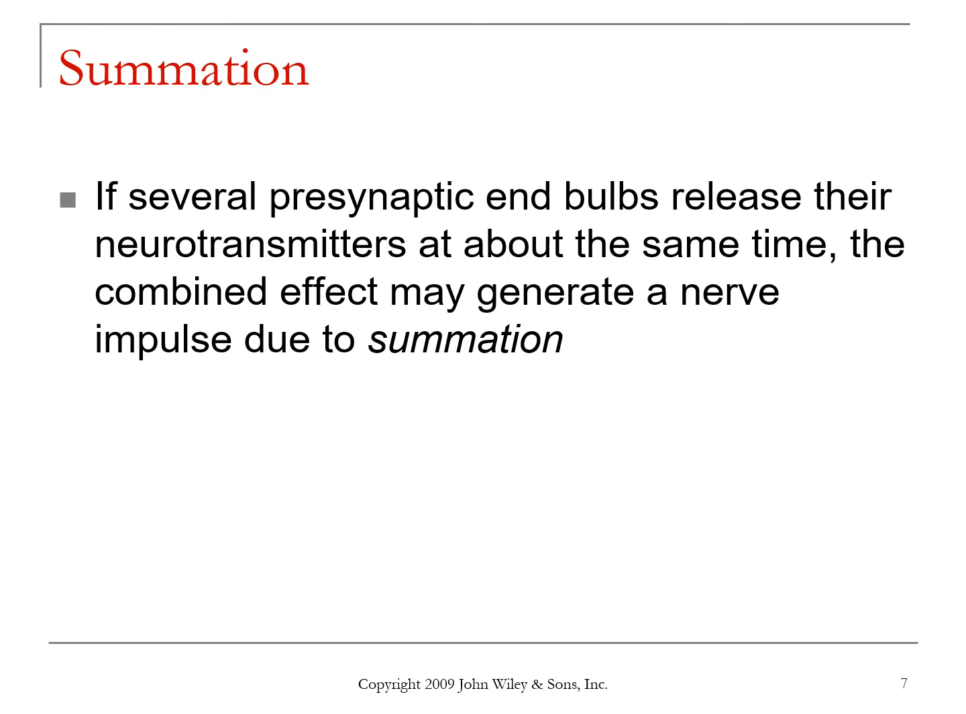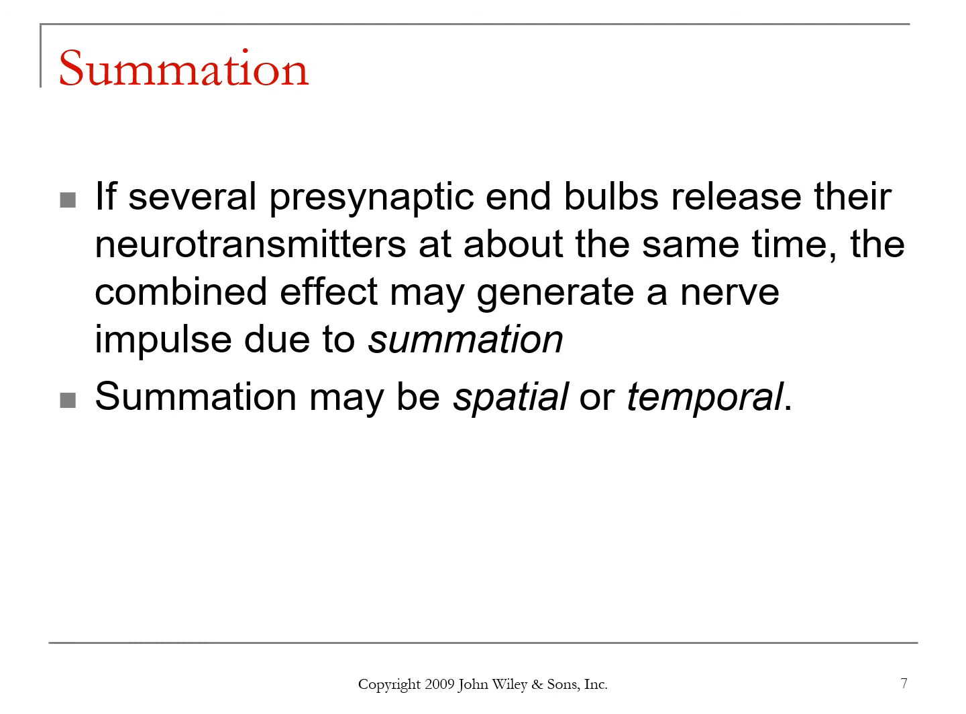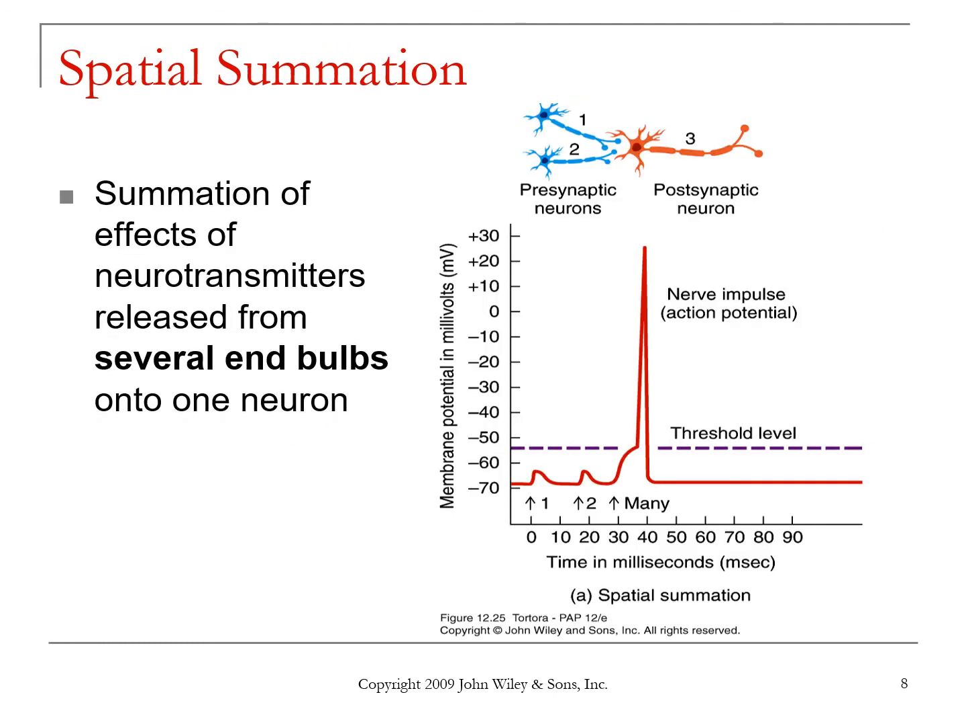So all the effects have to be added up. We mentioned that the effect on the postsynaptic membrane not only depends on the type of neurotransmitter, but the effect of that neurotransmitter. Is it excitatory or inhibitory? Also, we have summation, the combined effects of neurotransmitter release either from multiple neurons or over a period of time. So summation might be spatial. With spatial summation, more than one presynaptic neuron is signaling a single postsynaptic neuron.